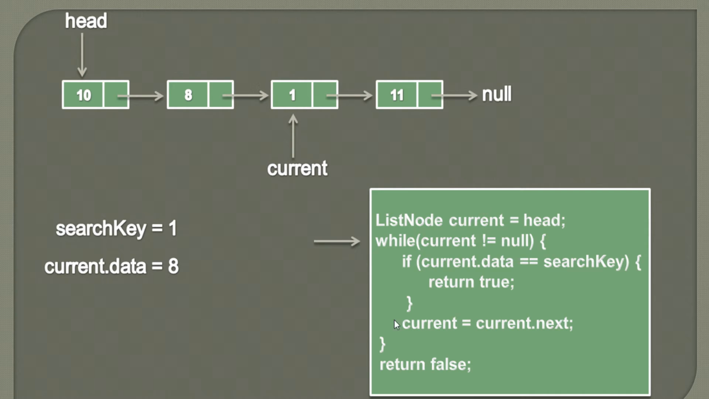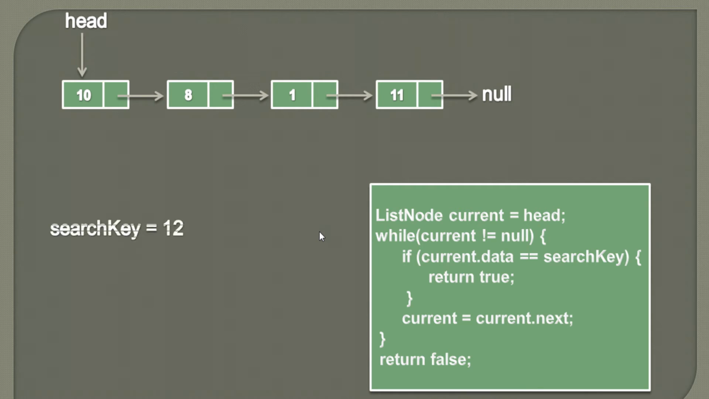And then again we'll execute the condition in the while loop. We'll see that current is not equal to null because it points to the third node, and we'll go inside the loop, and here we'll check whether current dot data is equal to search key or not. Current dot data is equal to 1, so here we see that search key and current dot data are equal, so we have actually found our element. So we'll just return true, and we'll print a message that search key found.